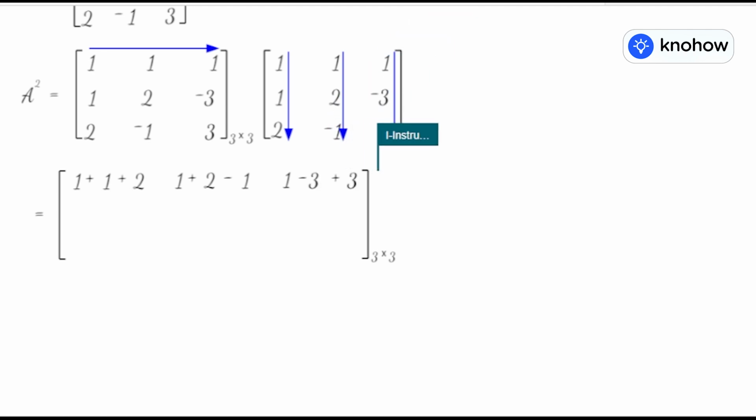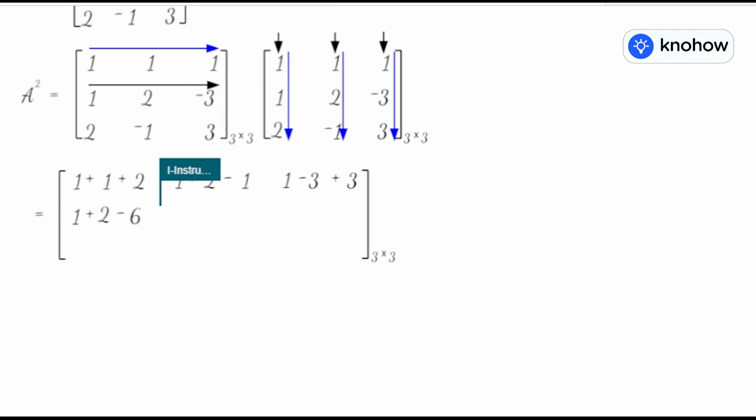Now repeat the process with the second row. With the second row, multiply the first column, second column, third column. We get 1 plus 2 plus negative 6. Multiplying to the second column, you get 1 plus 4 and plus 3. Multiplying to the third column, you get 1 and minus 6 and minus 9.